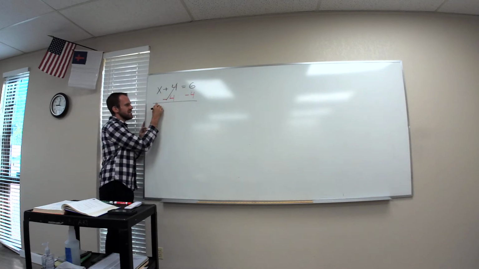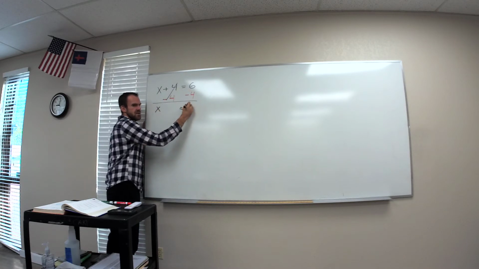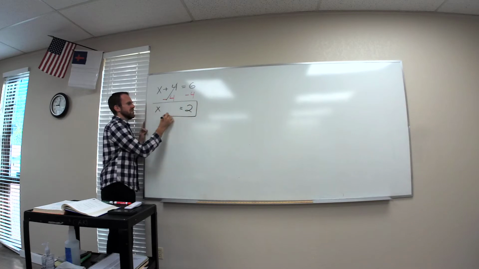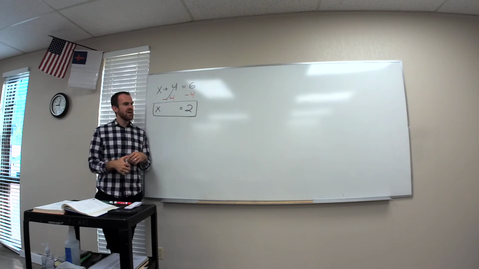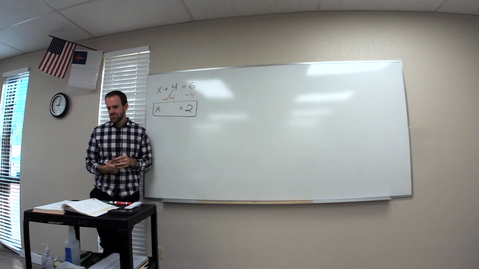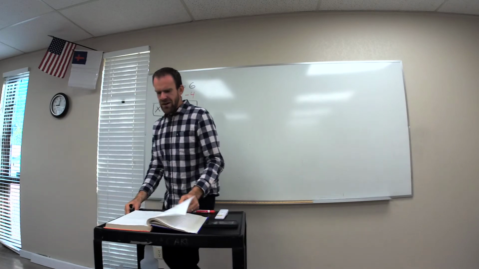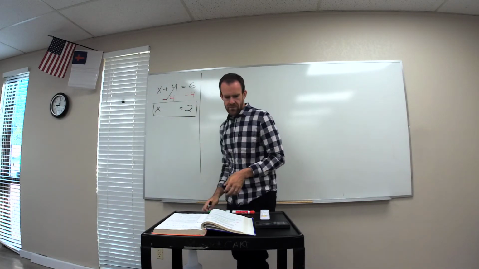So x is all that's left over here. We'll keep the equal sign lined up. 6 minus 4 is 2. That's my answer. If I wanted to check it, perhaps I had extra time at the end of my test, I could take 2, plug it in, and make sure it works. 2 plus 4 is 6. Okay? So whatever you do to one side, you must do to the other side.